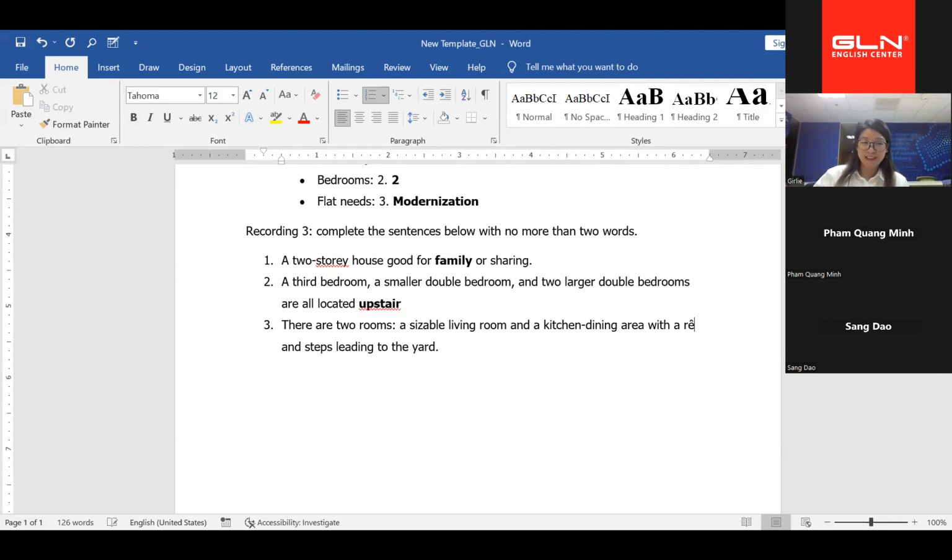Quang Ming, how do you spell rear? Not double E. Okay, correct, nice one. Okay, so it's rear door leading to the yard or the garden. Okay, nice one. So that is our short activity in connection to the things that we have discussed a while ago in the listening.